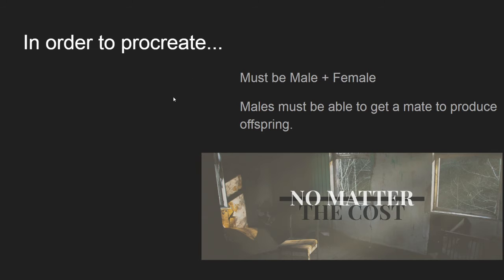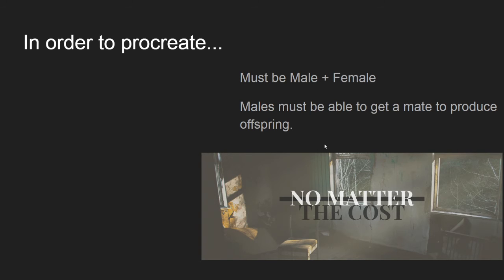And why? Well, it's real easy. In order to procreate, which is, remember, the success for an organism is producing offspring, you must have a male and a female. Obviously, we're talking nature. Science is making big steps in this for people, but in nature, you gotta have a boy and a girl. And so, in order for a male to be successful, he has to be able to get a mate.